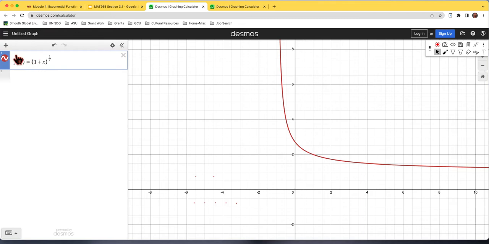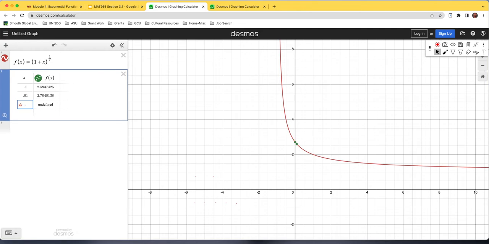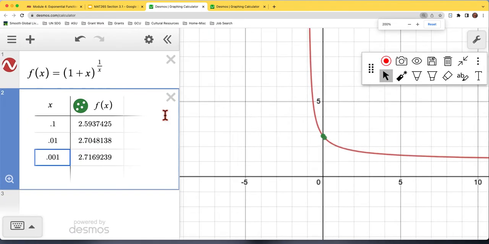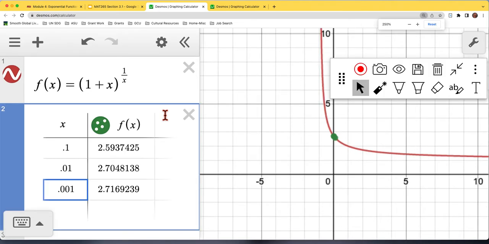And what we can do here, let's insert a table. I'm going to turn this to x, and this to f of x. And I'll show you as we get close to 0. So let's go to 0.1. How about 0.01? 0.001. It's kind of small, isn't it? Let's make it a little bit bigger. So we use this idea of limit as we get closer and closer. We're going to get closer and closer to this value we call e.